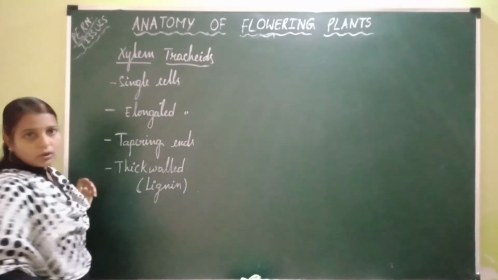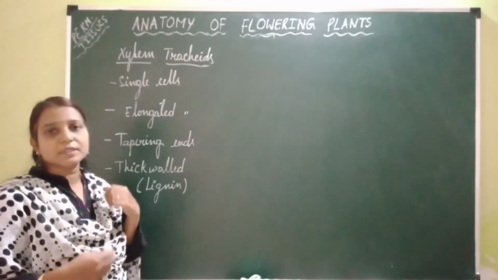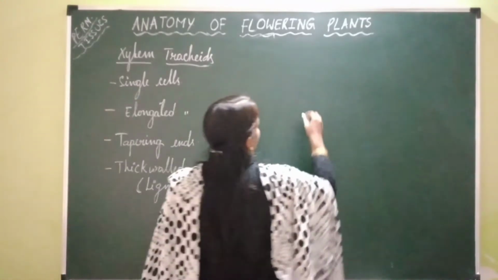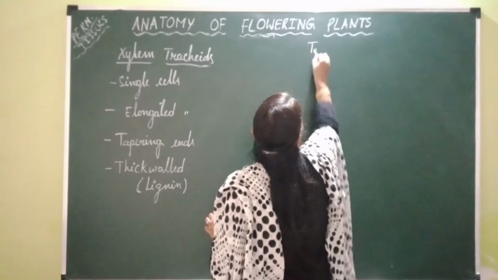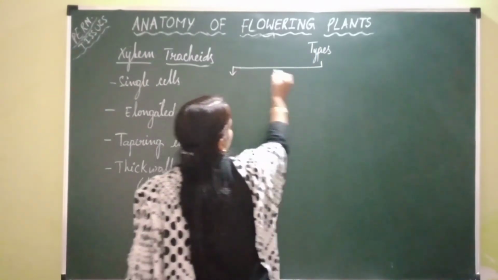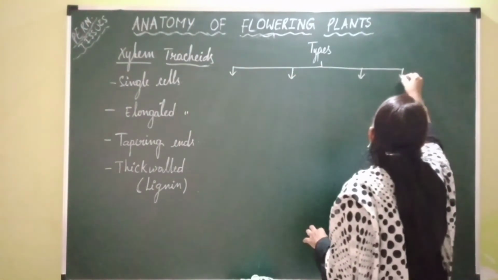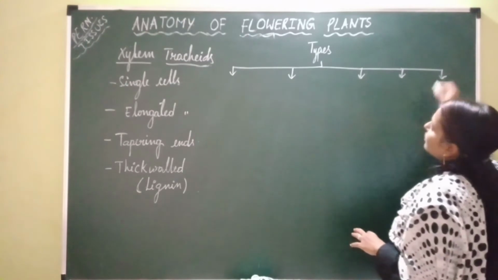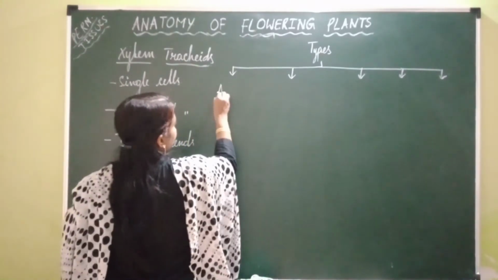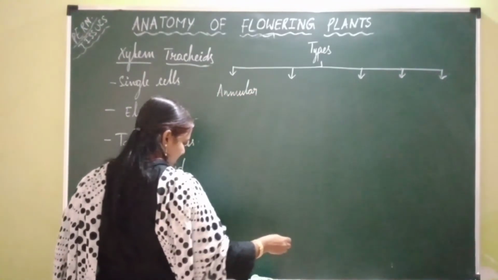On the basis of arrangement of cell wall thickenings, these tracheids are of 5 different types. Now let's study the types of tracheids on the basis of cell wall thickenings. They are annular type, spiral type, scalariform type, and then reticulate and pitted type. So annular tracheids.